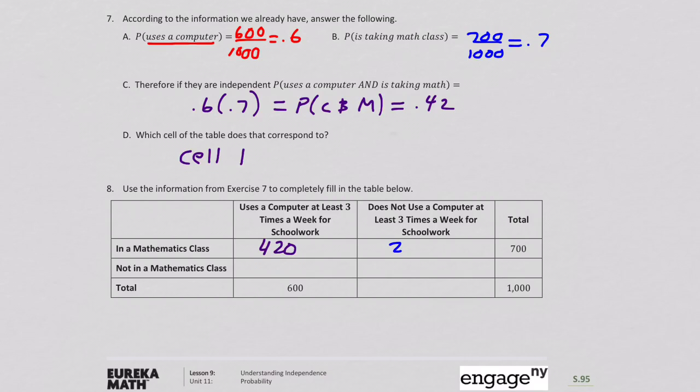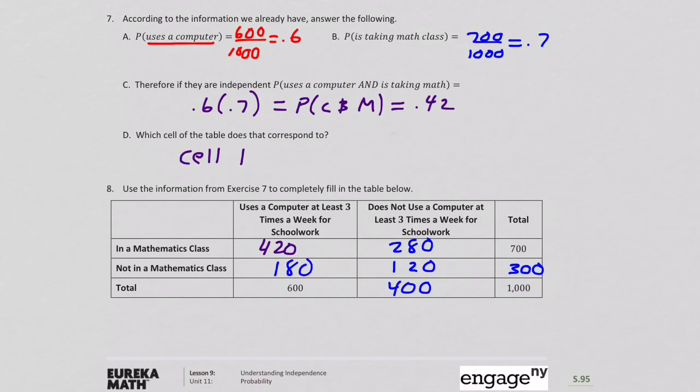This one now becomes 280. This one is 400. This one is 300. This one is 120. And this last one here would be 280. Sorry, 180.